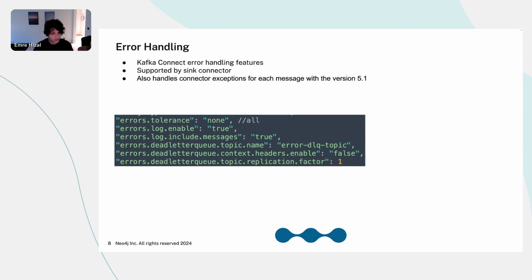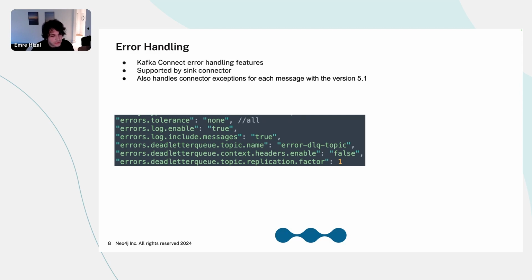First of all, errors tolerance. It has two options, none and all. None means fail fast. As soon as we get an error in the connector, it's going to get into a failed state and stop processing incoming messages. All means it's not failing. The connector keeps running after that and continues processing messages. We also have errors log enabled and errors log include messages. These are quite self-descriptive. They activate the error messages to be logged in the logs of Kafka Connect, in the connector's log.